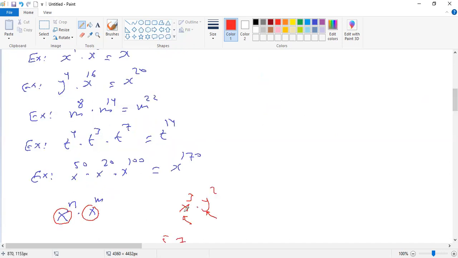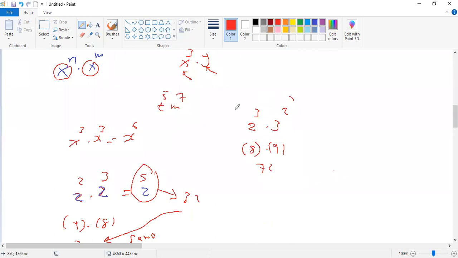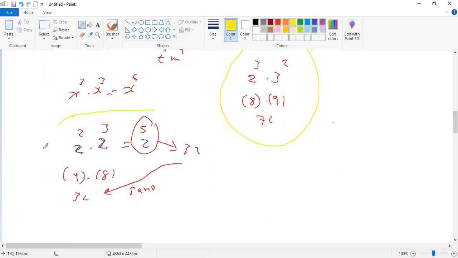Base different, like this example I said, x cubed times y squared. And like this example, 2 cubed times 3 squared, which is 72. So here we can't add the powers. But here, yes, we can. Why? Because both bases are 2. So 2 cubed times 2 squared is 2 power 5. 2 power 5 is 2 times 2 times 2 times 2 times 2, five times, which is 4, 8, 16, 32.